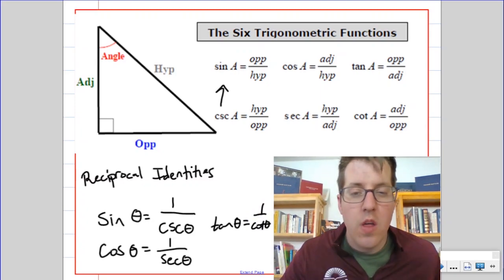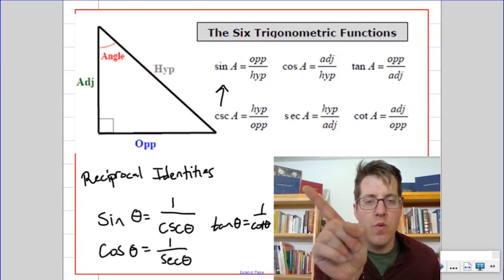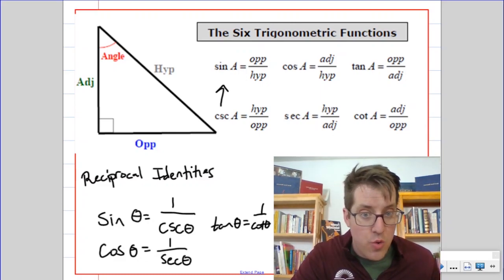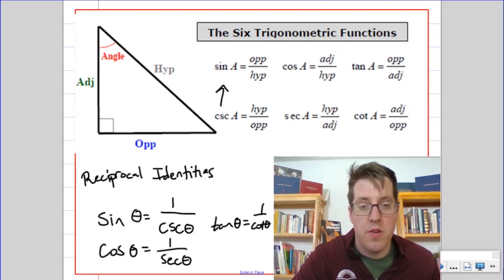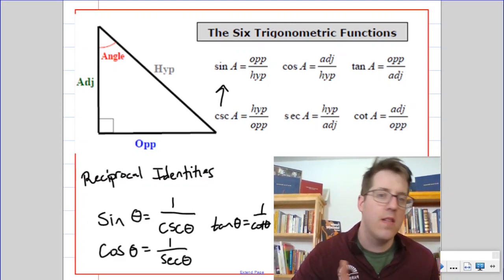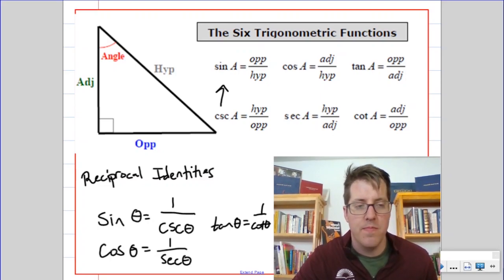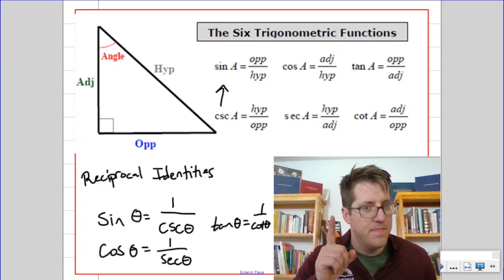For some of you, those bottom 3, 1, 2, 3, are going to be new. That's okay. It's just sometimes we don't want the hypotenuse to be in the denominator, or sometimes we want to talk about the adjacent over the opposite instead of the opposite over the adjacent. No big deal. All right, moving on.